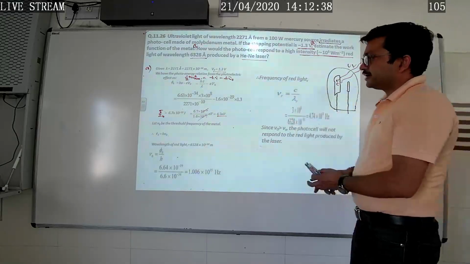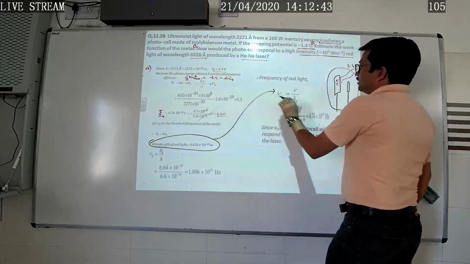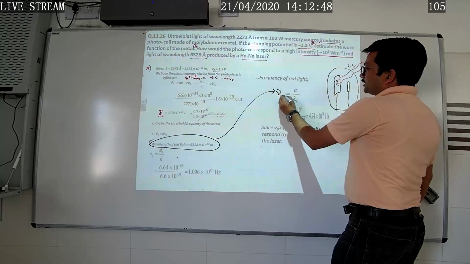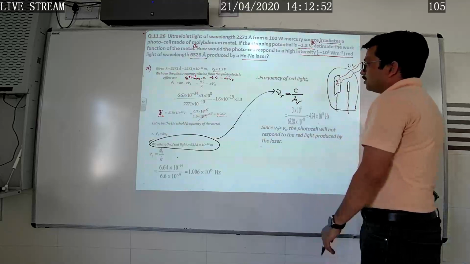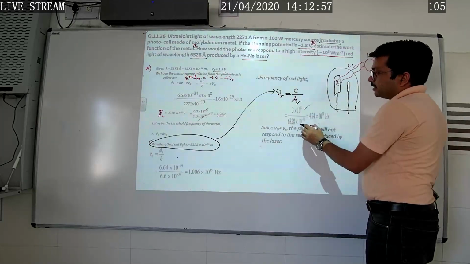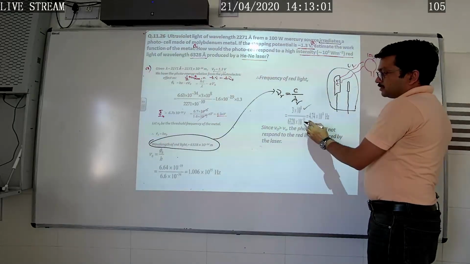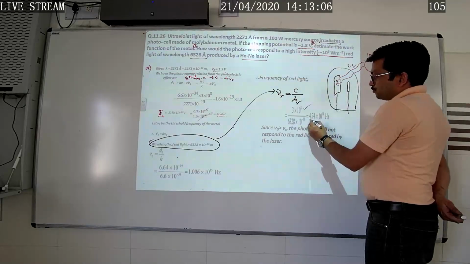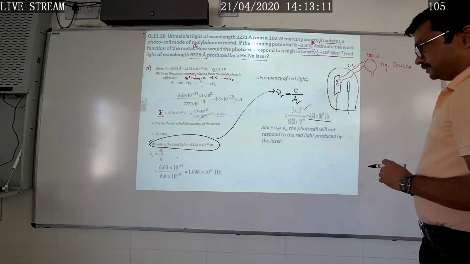Now for the frequency of the red light, as its wavelength is given, putting this value of the wavelength, the frequency of the red light equals c by lambda r. Putting the value of c, the speed of light, and lambda, the wavelength of red light, 6328 angstrom, converting angstrom into 10 to the power minus 10, we got 4.74 into 10 to the power 14 hertz.